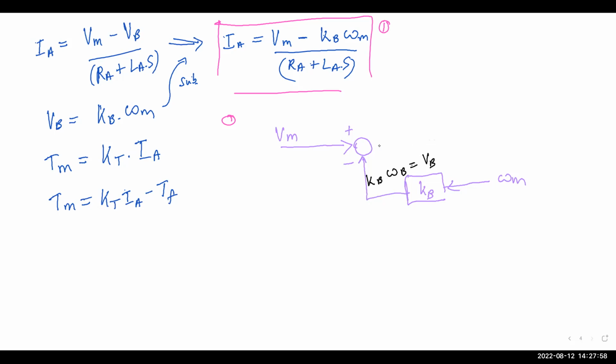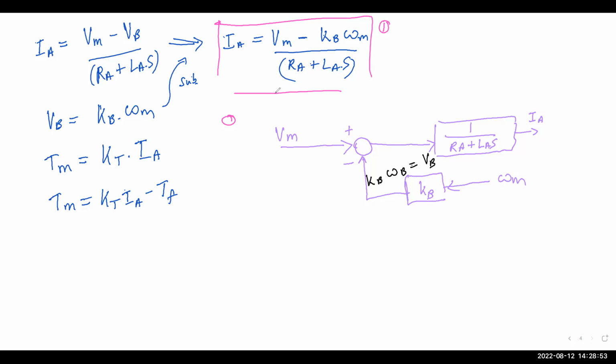Now this output, we get this output from here. Whatever we get from here, we have to get in this form, right? So now we have got up to this point. Vm minus KB omega m is done. Now we just have to divide this by this. So what can we do? We can just multiply this again by 1 over RA plus LA s. Yes. So we have up to this point, and if we get the output here, we will get IA, right? So our first equation is modeled. Now we'll see how we can modify this.